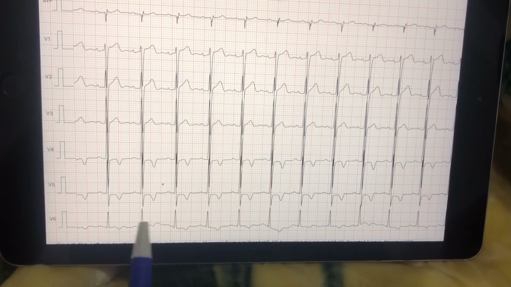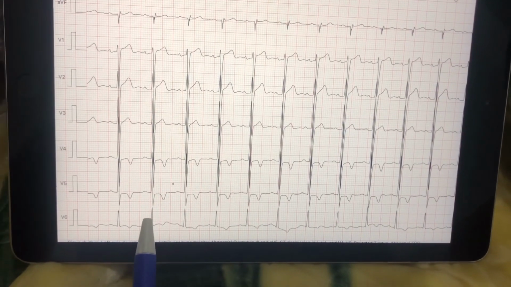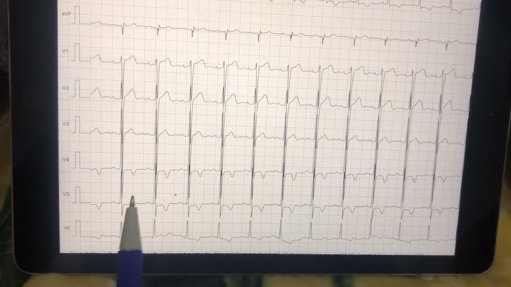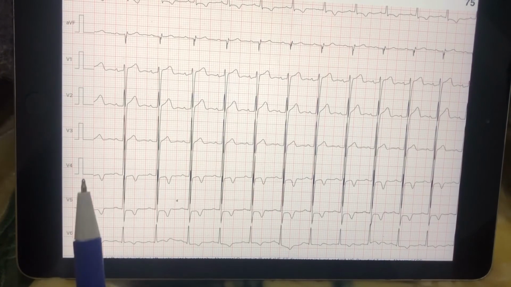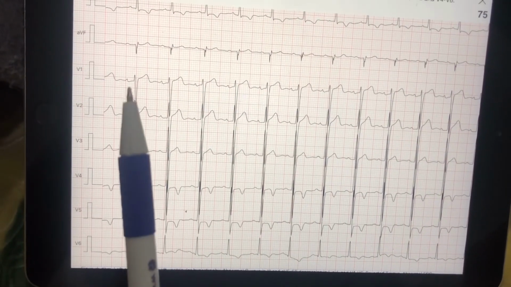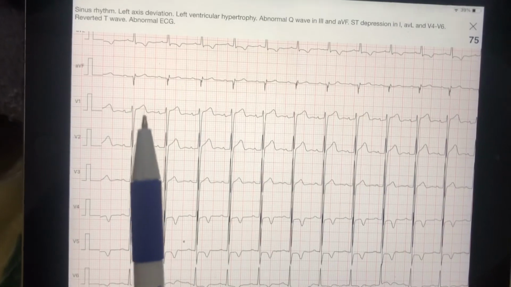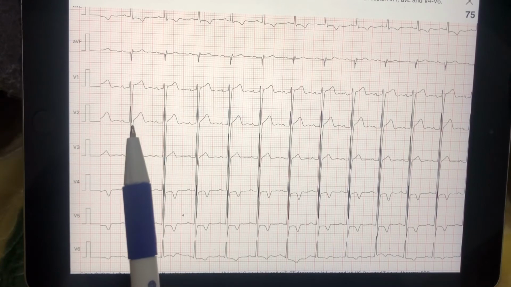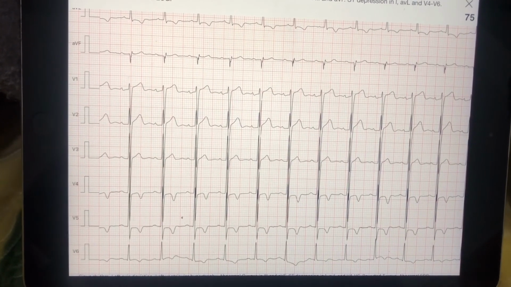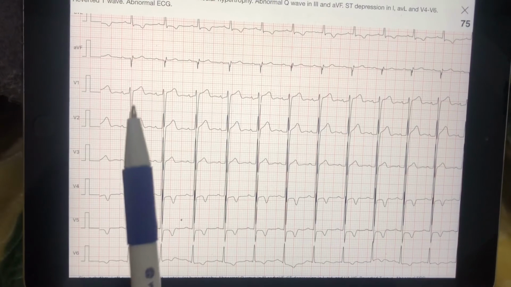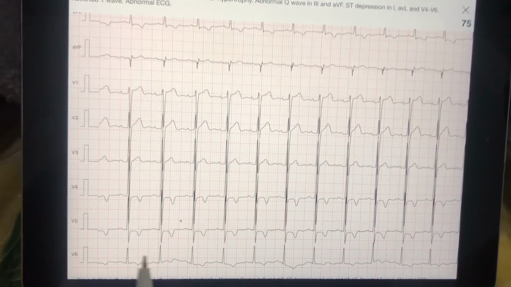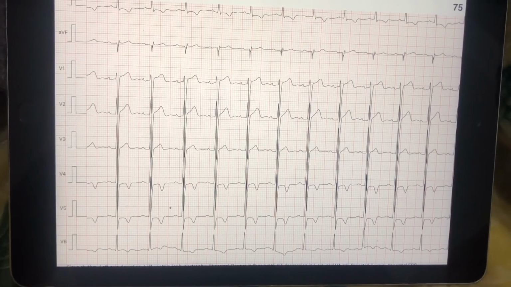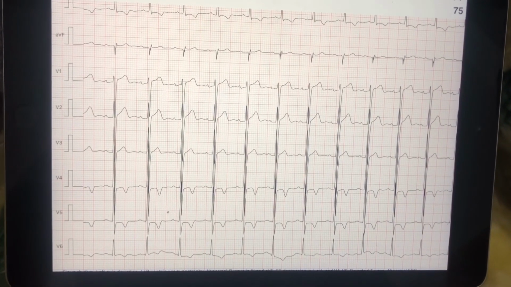See, and look at V6. In V6 it's not very convincing for ventricular hypertrophy, but in V5 it is again overlapping the QRS complexes of V4. So the direction is normal in V1, V5 and V6, but the height of the QRS complexes is greater than the normal. For example, in V1 it will be greater than 26 mm, and in V5 and V6 it will be greater than 35 mm, and that's how you diagnose left ventricular hypertrophy.